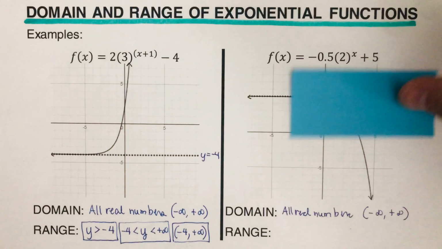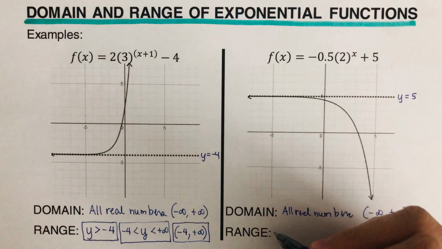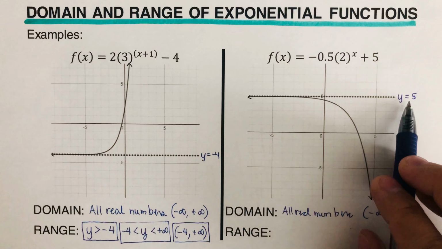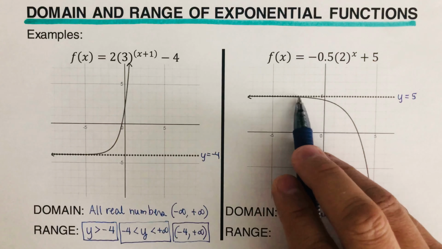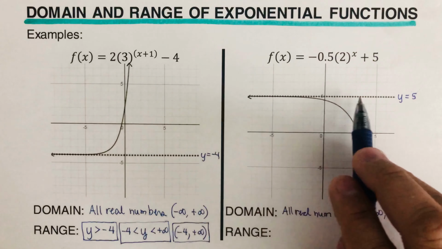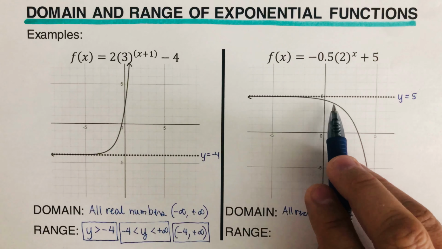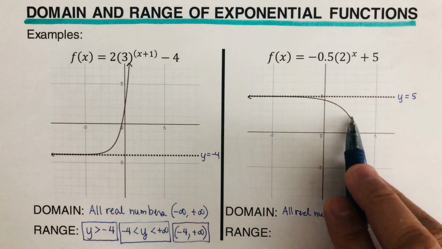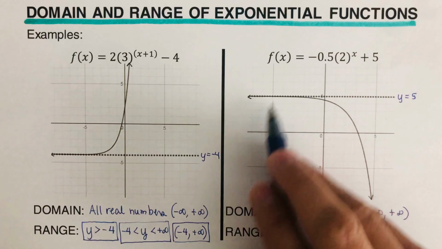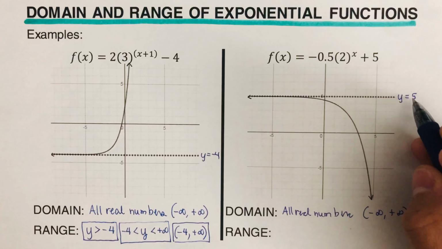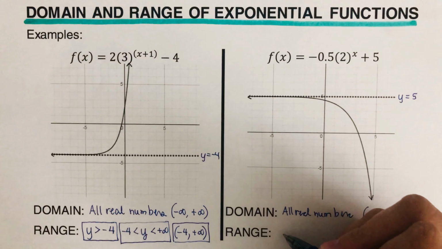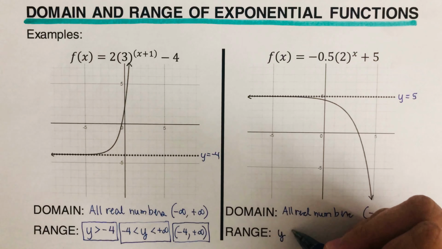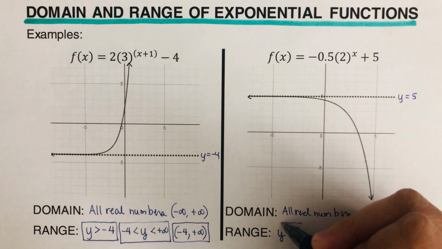So we can say that our range here would be anything less than 5, because it's directed downward. Again, 5 is not included because this is an asymptote. An asymptote is a line or a curve where the graph gets closer and closer to it, but it's not going to touch it. So it means that 5 is excluded, or it's not included as part of the range. So y is less than 5 would be our range.